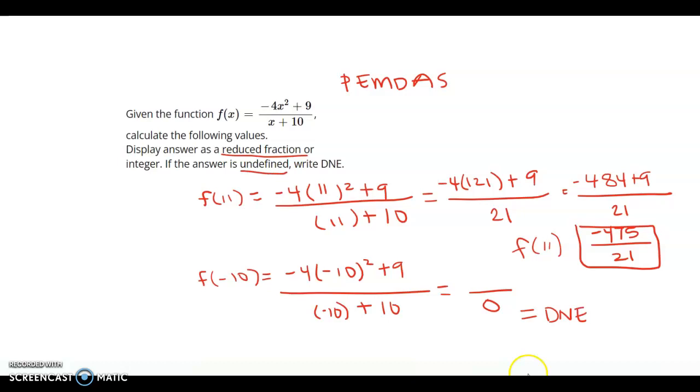Okay. So any number that makes the denominator 0, for one thing, it's not part of the domain if we were going to talk about the domain of this. So -10 is not okay in the domain, but it makes this rational function not exist, which is why it's not part of the domain. So anyway, there are the two answers for those values.